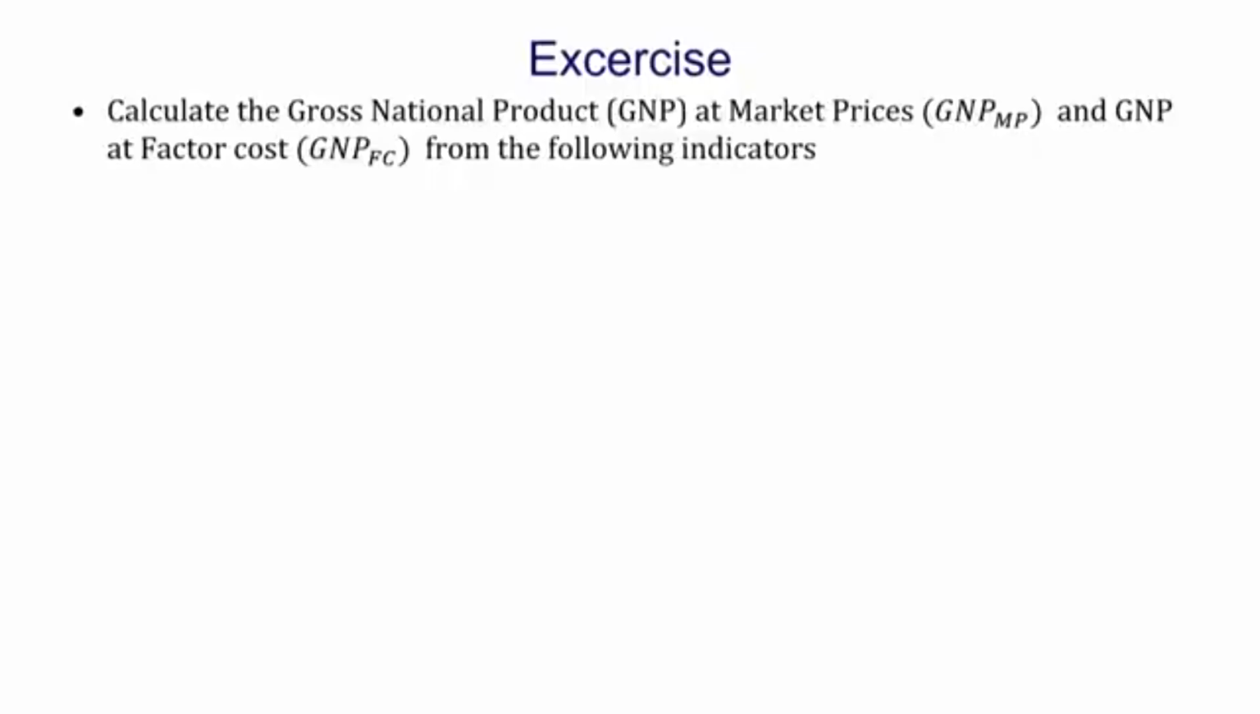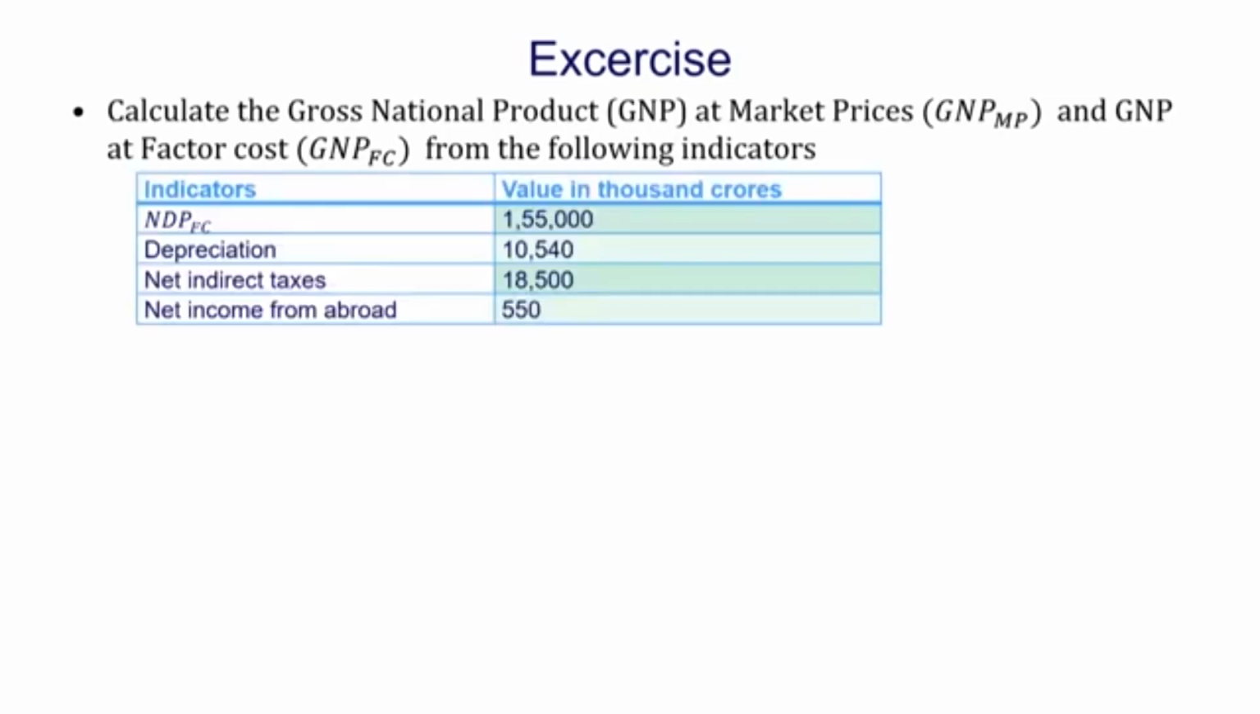So let's start with a small exercise: how to calculate gross national product at market prices and gross national product at factor cost from the following indicators. In this table I have given you NDP at factor cost and depreciation. Net indirect taxes means indirect taxes minus subsidies, and net income from abroad is what Indians earn from abroad minus what foreigners earn from our country. So all these four data points are given to you.